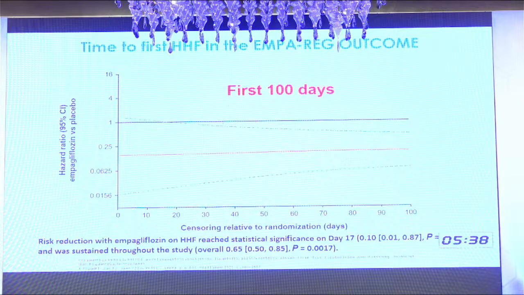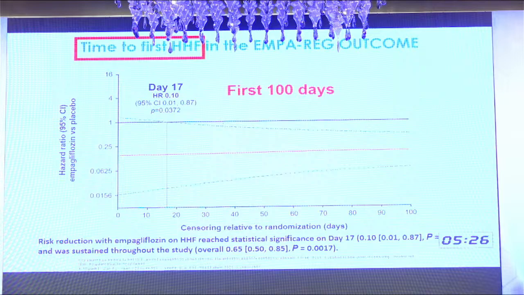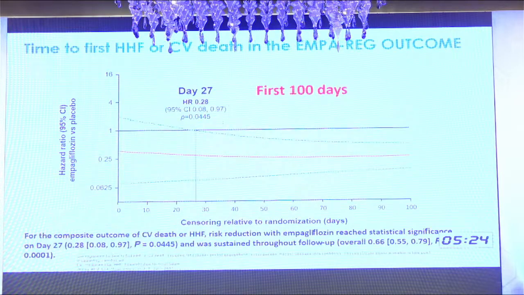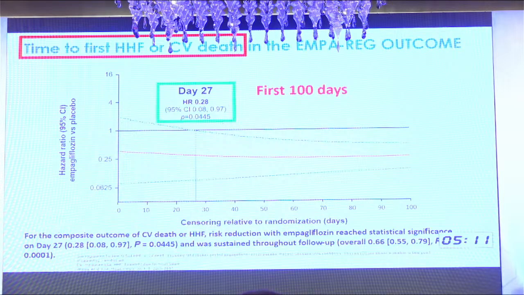As we can see, the upper limit of the confidence interval crosses the line of unity on day 17 as far as hospitalization for heart failure events are concerned, and it is maintained till 100 days. And if you include CV death also as the criteria along with HHF, you see that the upper limit of the confidence interval crosses unity on day 27. Again, the benefits are maintained till the end of the study.